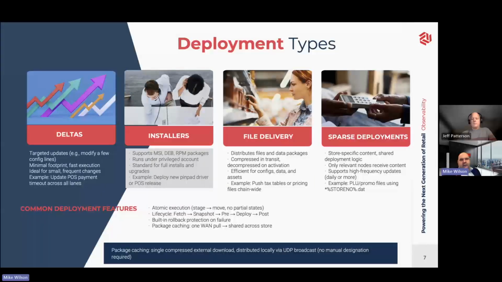Today, we're going to cover the 4 deployment types within Pulse. I have about a minute or two to go with the deck, and then we're going to get into some demo and the tool. We support 4 types of deployments: installers, deltas, basic file delivery, and then sparse deployments, which Jeff's going to get into and talk about. There are common deployment features across all these types of deployment, which are tuned for the retail environment, whether it's some type of continuous file delivery. But I think one of the important topics is this principle of caching, right?